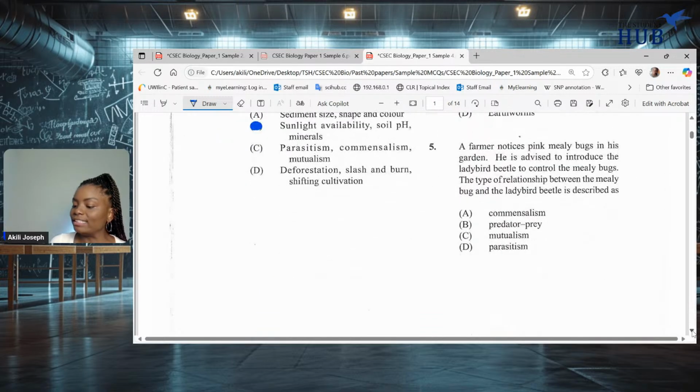A farmer notices pink mealybugs in his garden. He's advised to introduce the ladybird beetle to control the mealybugs. The type of relationship between the mealybug and the ladybird beetle is described as, this is deja vu again, B, your predator prey.